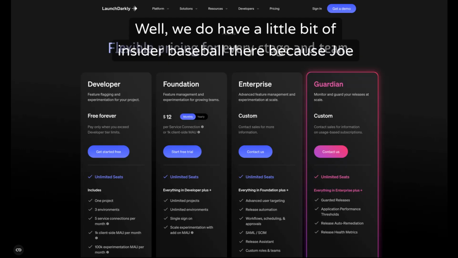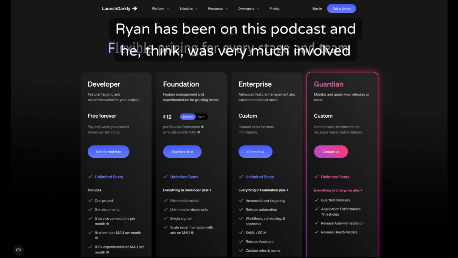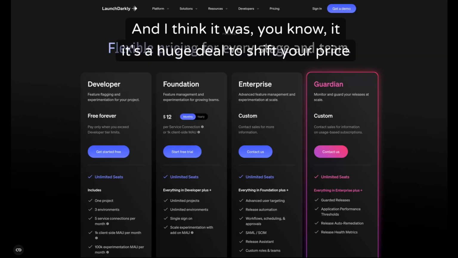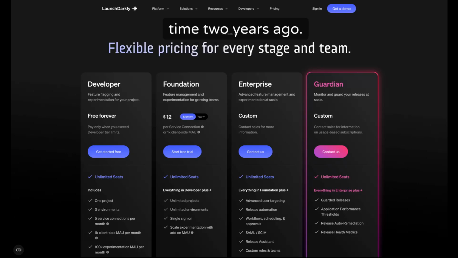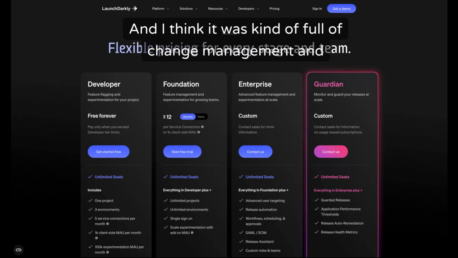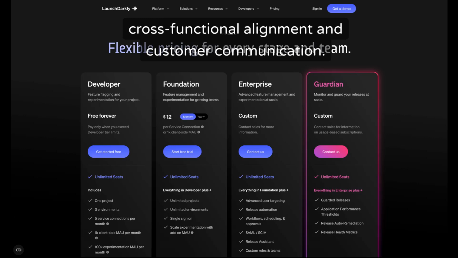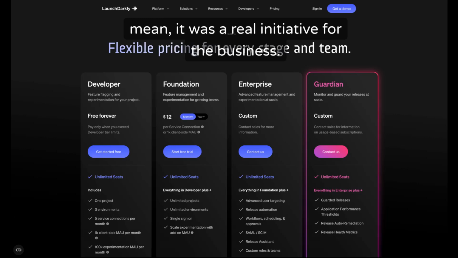Well, we do have a little bit of insider baseball there because Joe Ryan has been on this podcast, and I think he was very much involved with this transition for them. And I think it's a huge deal to shift your price metric, especially at a company at scale, as LaunchDarkly was at that time, 2 years ago. I think it was full of change management, cross-functional alignment and customer communication. It was a real initiative for the business.